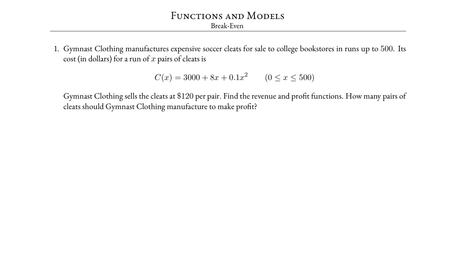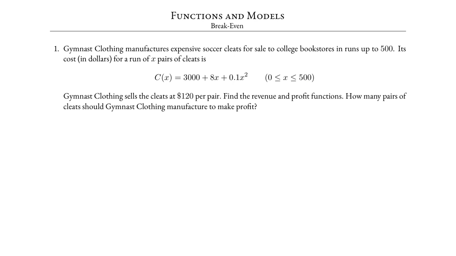In this video, we will look at an example of the break-even point. Gymnast Clothing manufactures expensive soccer cleats for sale to college bookstores in runs up to 500. Its cost in dollars of a run of x pairs of cleats is C(x) = 3000 + 8x + 0.1x², and again, x can only go up to 500. This will be the restricted domain. It will only produce between 0 and 500.